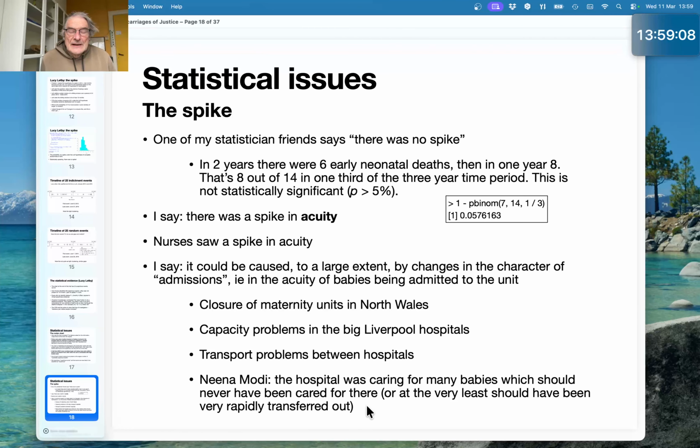has said absolutely clearly the hospital was caring for many babies which should never have been cared for there. Or at the very least, they should have been very rapidly transferred out of it. And that means more risk to those babies. That means that the ward was fuller than usual with more acutely ill babies, and more deaths is not surprising. So I would say there is a spike in deaths caused by a spike in acuity.